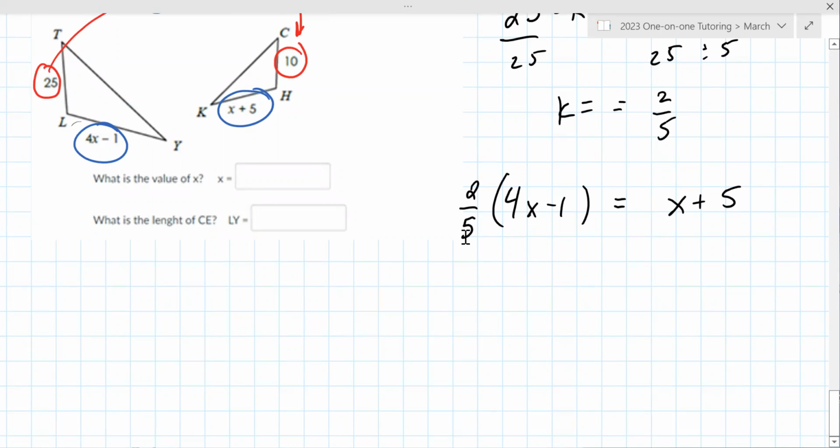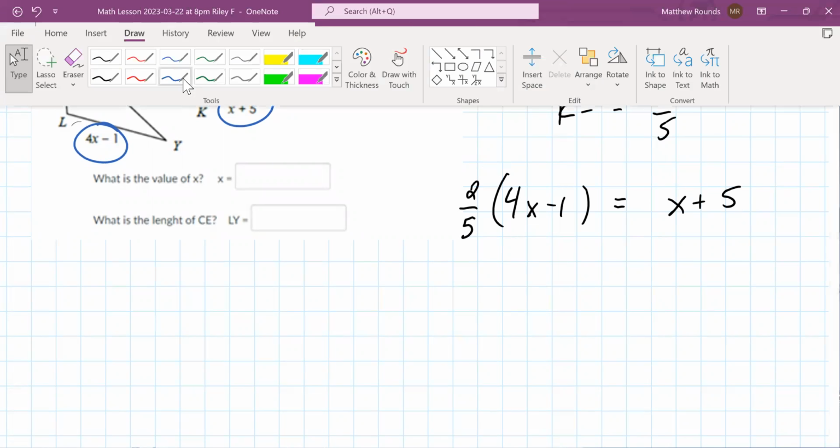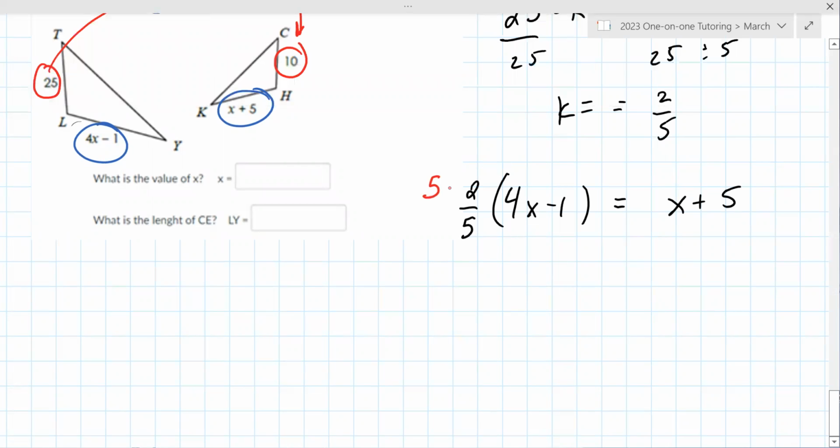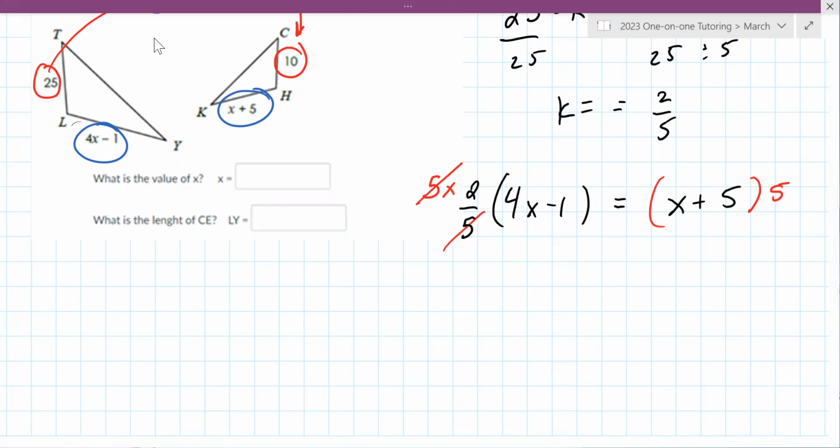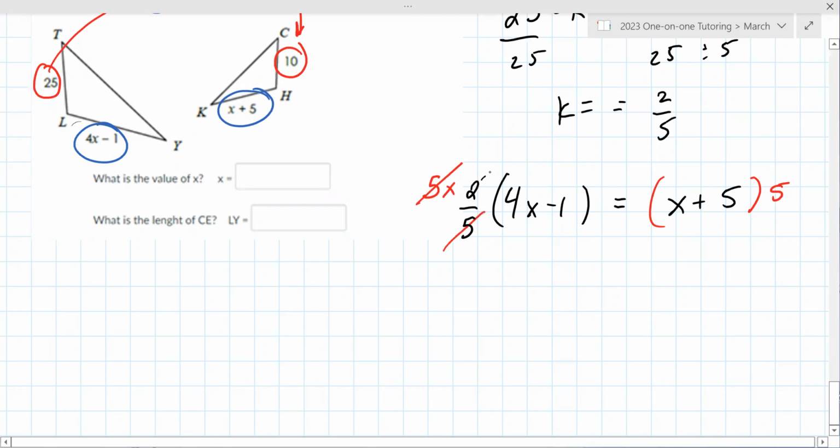Generally a good idea to get rid of the fractions first. So we're going to multiply everything by 5. So this times 5, and then everything on the right by 5. Could we multiply everything by 5/2? You can, but then you have a fraction over here on the right. And that's what I'm trying to get rid of, because fractions just make things more difficult. So you'll see that the fractions go away in this step, because you multiply 2 times the 4x minus 1, 8x minus 2, equals 5x plus 25.